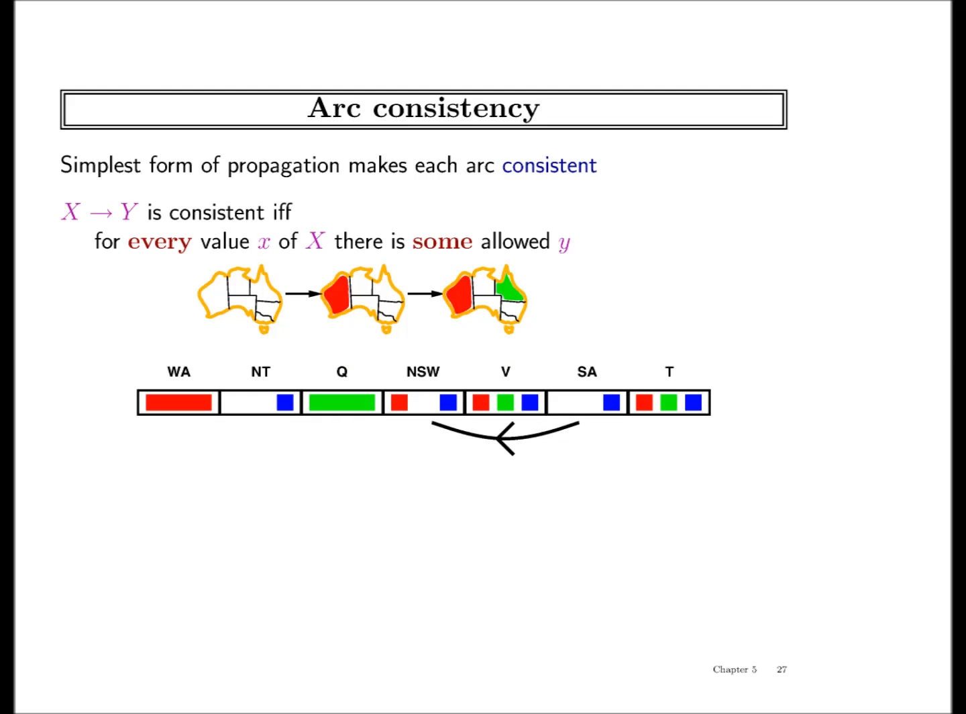So, the algorithm is called arc consistency. And the intuition is the following. Let's define an arc between two variables x to y to be consistent if for every value of x there is some allowed value of y. If there is some value of x for which there is no allowed value of y, what can we do? Remove that value on x. If for some value of x we do not have any allowed value of y, then we can remove that value from x.